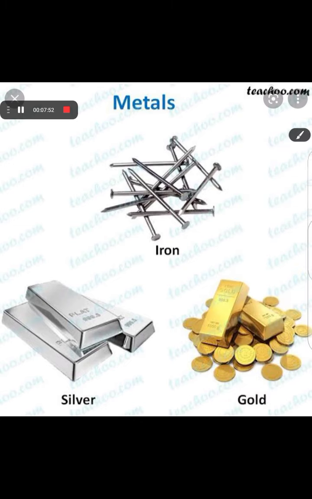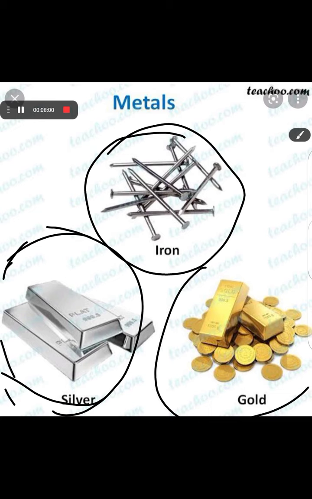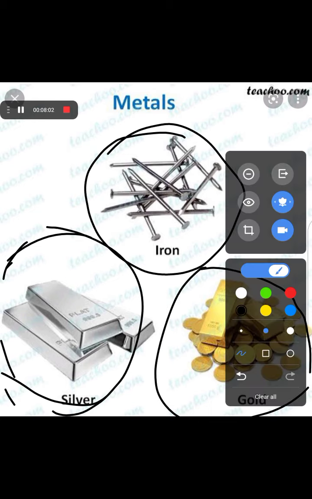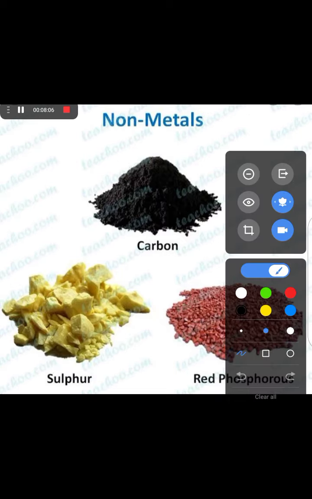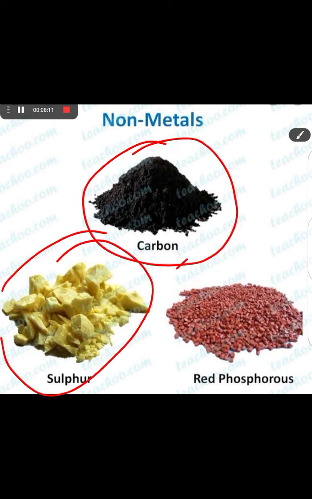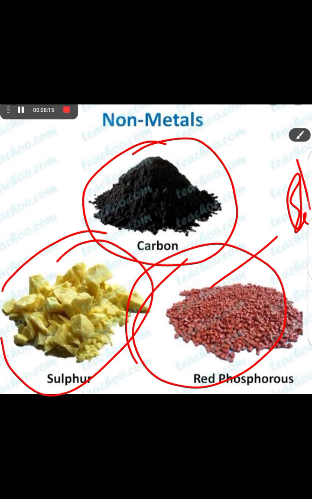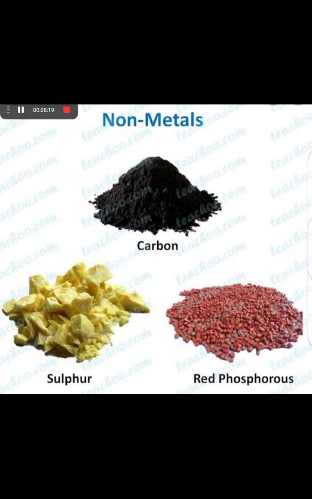Some examples: iron is a metal, gold is also a metal, silver is also a metal. Not only these three, there are many metals in this world. These are some examples of non-metals: carbon, sulfur, phosphorus. Red phosphorus is known as red phosphorus. So these three are also known as non-metals.